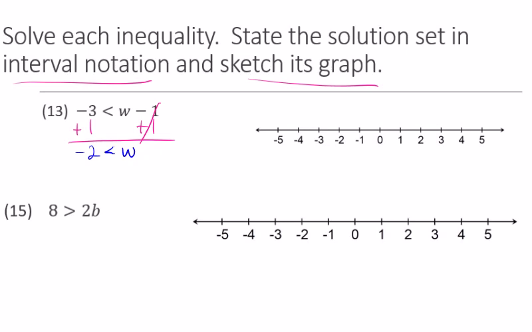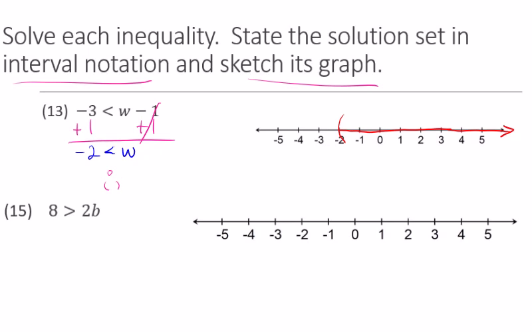So remember, when we have a less than without an or equal to, it's going to be an open circle, or we can use parentheses, right? Okay. And so I'm going to put a parenthesis on negative 2, and w is greater than, right? So it's going to go to the right. So w is greater than negative 2, so it's going to go all the way out there forever, okay? All right. So that's the solution on the graph.